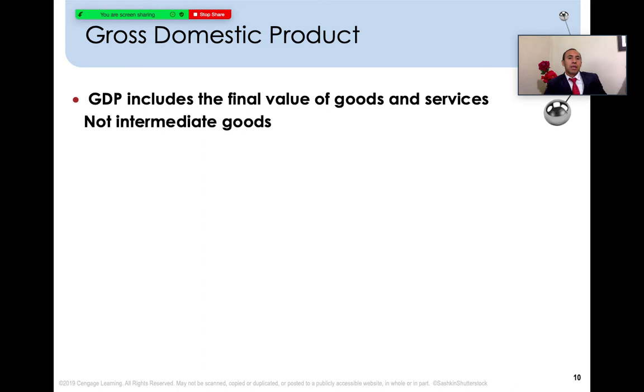Often the analysis of gross domestic product only includes the final production of goods and services, the final item, like the brand new car.